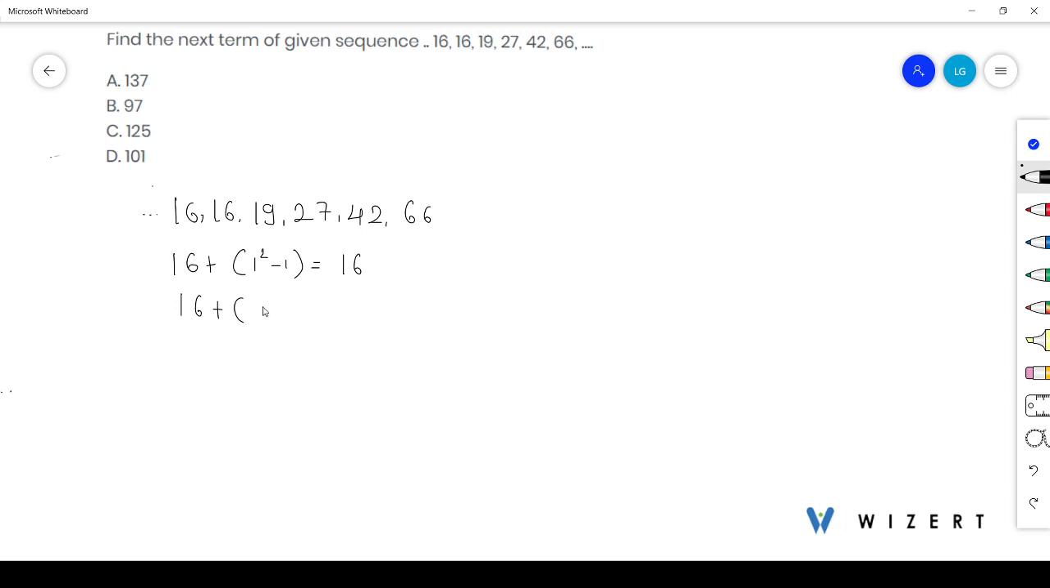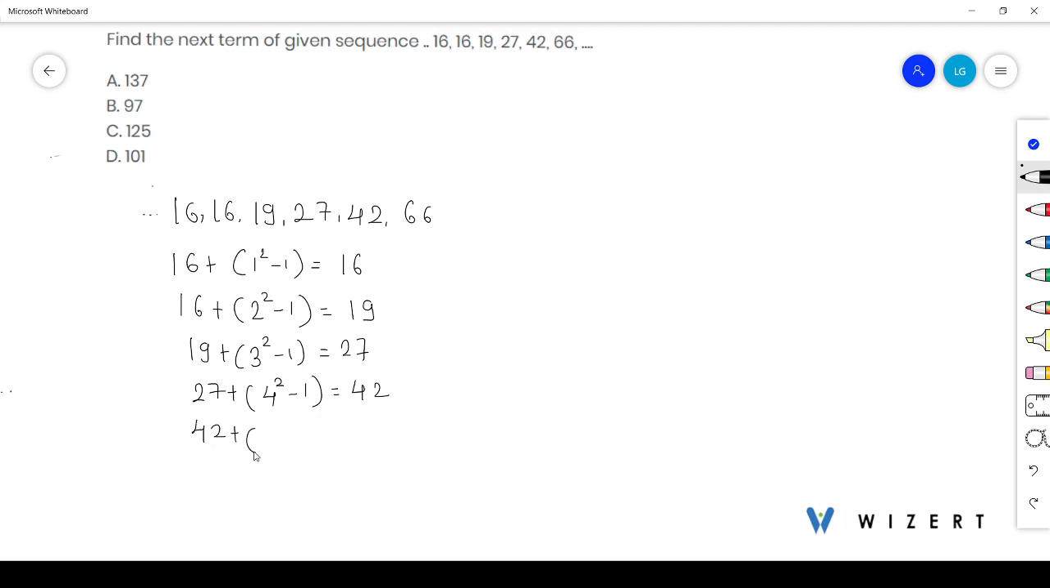Then, if we add 2 square minus 1 to 16, we will get 19. Like that, if we add 3 square minus 1 to 19, we will get 27. Then in that 27, if we add 4 square minus 1, we will get 42.